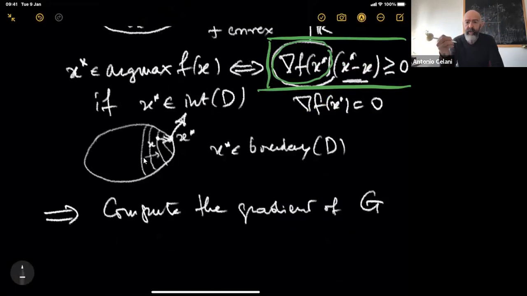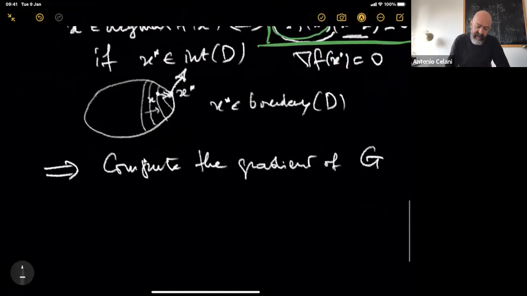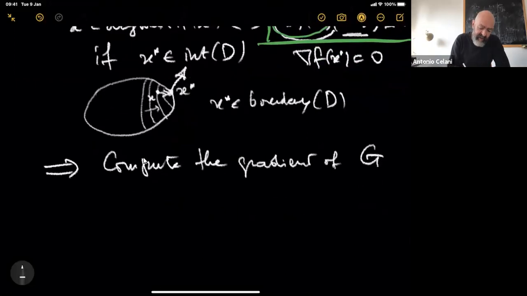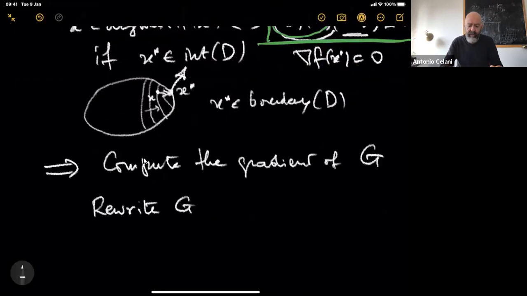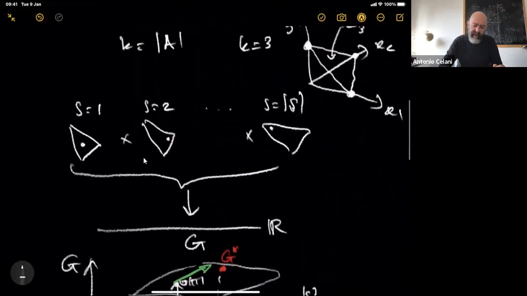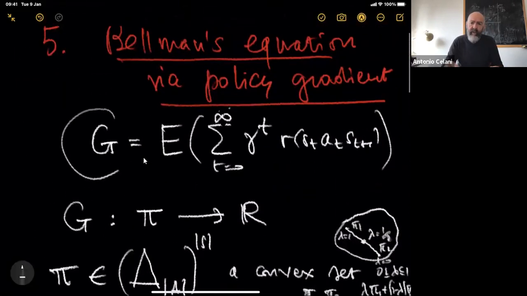Again, gradient with respect to what? With respect to all possible components of the policies. So it's a relatively complex object, but let's go one step at a time. The first step is that we want to rewrite G in a simpler way. We have to manipulate our G a little bit, which, remember, is this expectation value, to make our goal of taking derivatives of G easier.